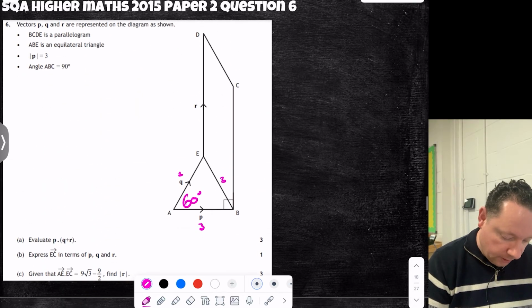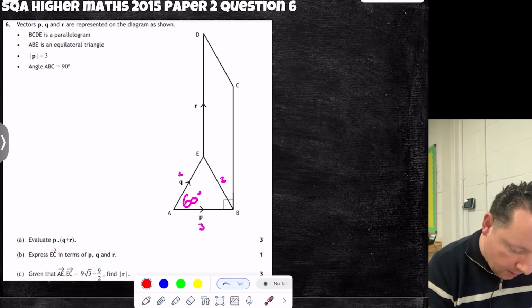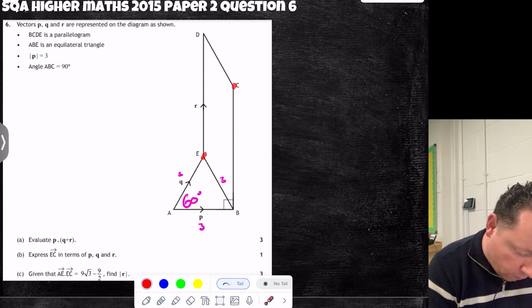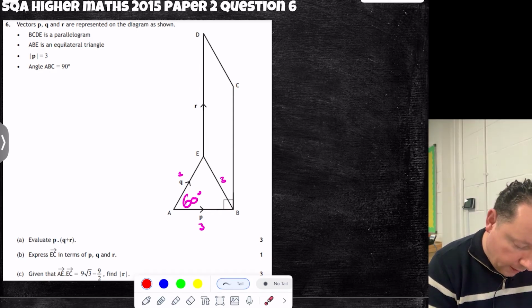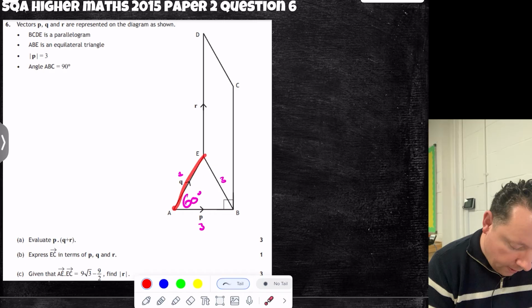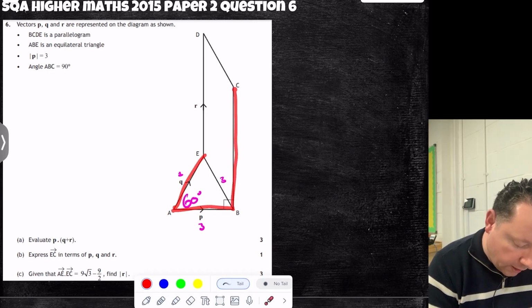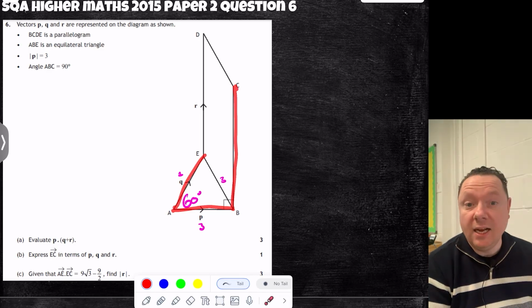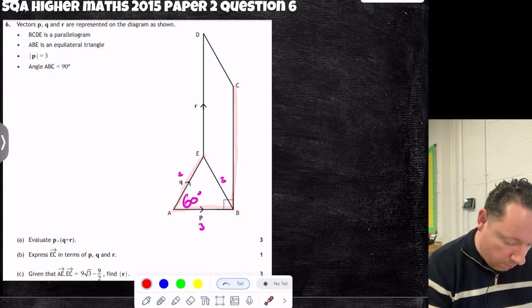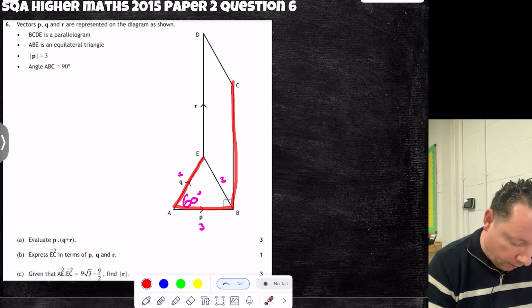Question B says express E to C in terms of P, Q and R. So let's go back to our diagram and see where E to C is. We want to go from here all the way over to here. Now, we can't go this way because I don't know what this is, so I'm going to go the other way. So I'm going to go E to A, that's minus Q, and then I'm going to go along here, that's plus P, and then straight up here, well, that's parallel to R, and it's the same size, so it is R. So we've got minus Q plus P plus R.